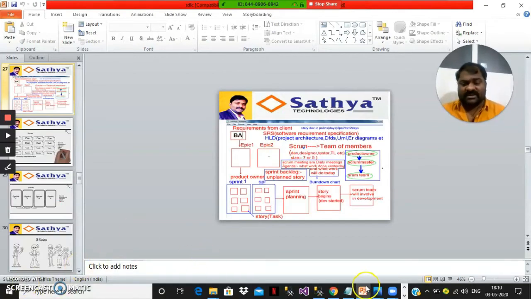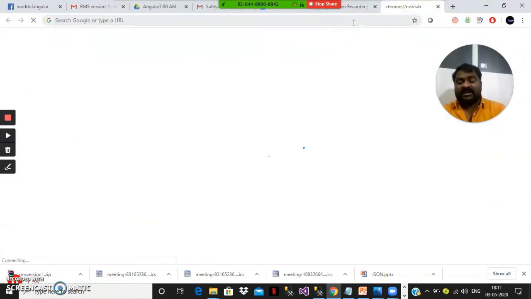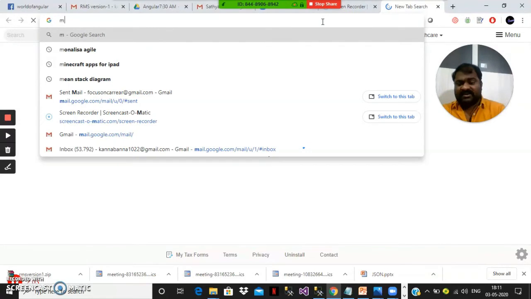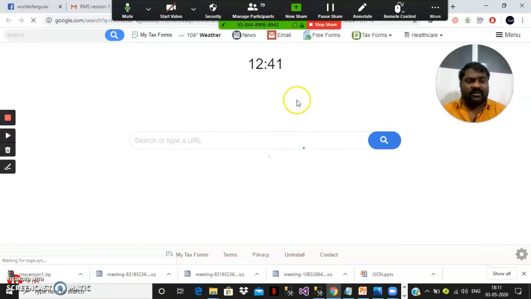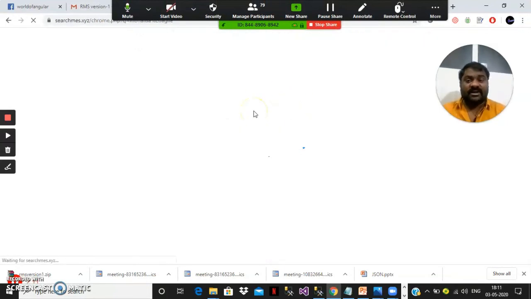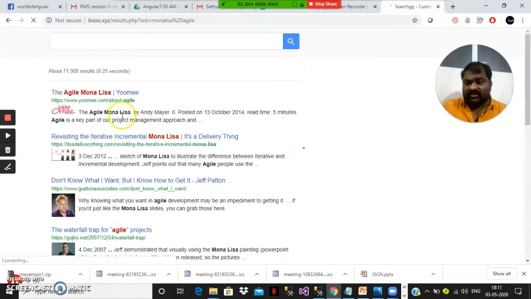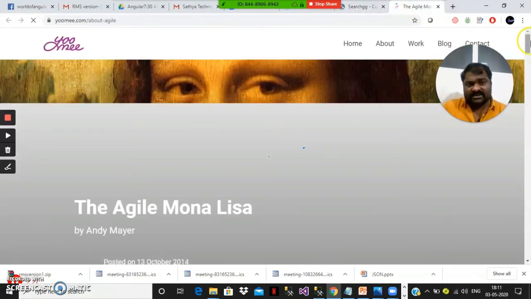There are 2 types of models: the iterative model and the incremental model. We can simply call one the iterative model, and the other one the incremental model. Iteration means repetition. The waterfall model is a repetition model, an iterative model. The Agile model is an incremental model. If you see this Mona Lisa figure, you will understand how to draw the Mona Lisa in Agile. Is it clear? Several incremental steps make up what is called the Agile model.